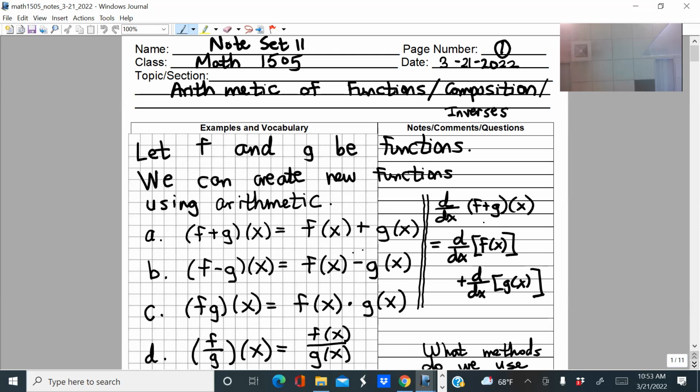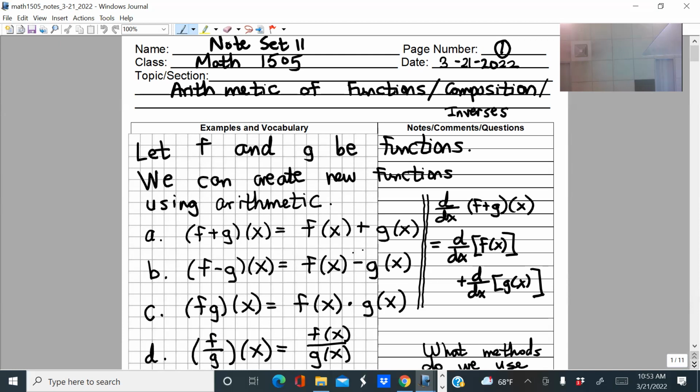And so you probably learned about this before, okay? And let me just remind you what we call the arithmetic of functions. So suppose you have two functions. You have to start with two because arithmetic usually requires two things to operate on, right?